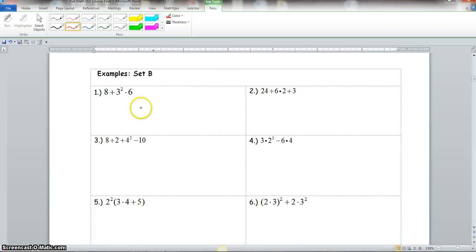Now we go here to example set B. Now we have addition, we have an exponent, we have multiplication. Now we know first is parentheses, then we do the exponents. So we do 3 to the second power, which gives us 9. Now we're left with addition and multiplication. We know we do multiplication first. So we had 8 plus 54. And 8 plus 54 we know is 62. So we're done with this problem.